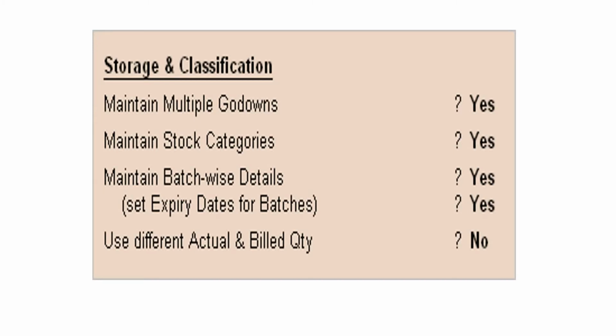By default, godowns will not be activated. We have to do the activation. How this can be done? From the gateway of Tally, we have to make use of a shortcut key, that will be function key F11, and there comes out with Tally features, or even we can just call here company features. In that we have to go back to inventory features. In inventory features, here comes out with storage and classification. Under this, here comes out with the parameter, that is maintain multiple godowns. By default this will be no, we have to make it here yes.